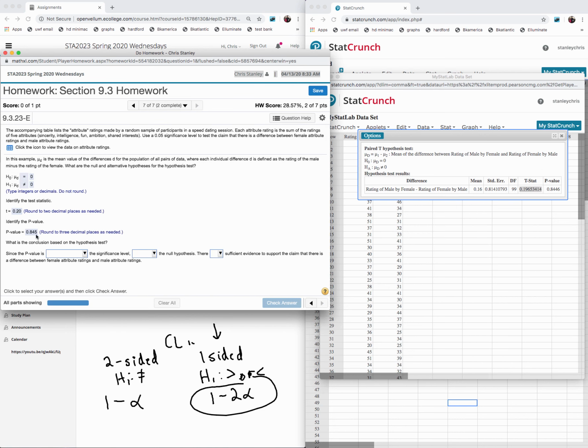Okay, this is a really large p-value. This p-value is greater than the significance level. If the p-value is greater than the significance level, it's going to be a fail to reject. Remember, if the p is high, the null will fly. So this means there's not evidence to support the claim that there's a difference.